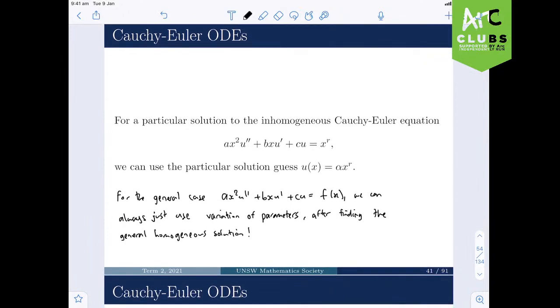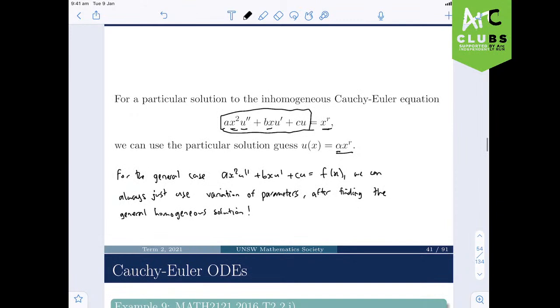So there's a special case of this. For a particular solution of the inhomogeneous Cauchy-Euler equation, say with the right hand side being a polynomial, we can just use the guess that u of x equals alpha x to the r when finding the particular solution. The intuition is that when we differentiate a polynomial twice, we reduce its degree by 2, but we make up for it with each of these coefficients. This will end up being a multiple of just a single power of x, and that allows us to find what alpha is.